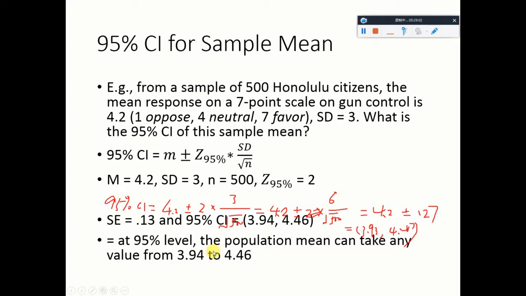If we draw 100 samples, then 95 out of 100 samples will have mean scores bounded by 3.94 to 4.46. That's another way to understand the interval: 95 out of the 100 samples that we draw from the population would have a mean that's bounded by 3.94 to 4.46.